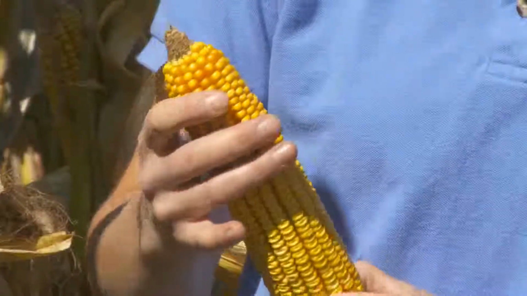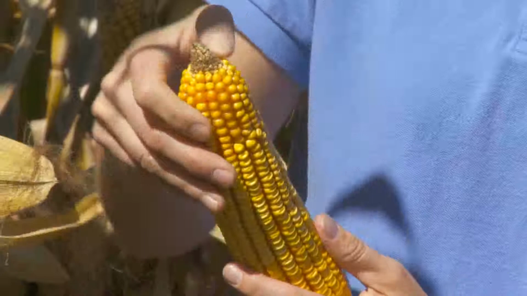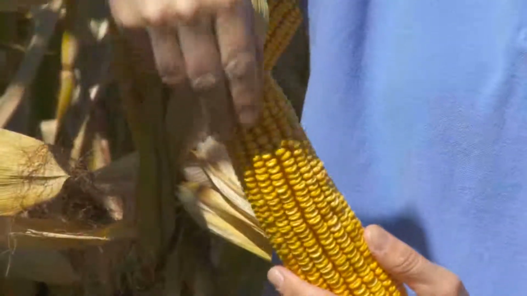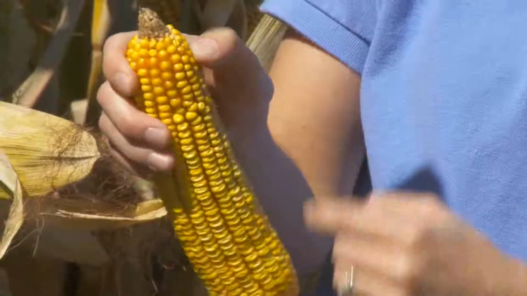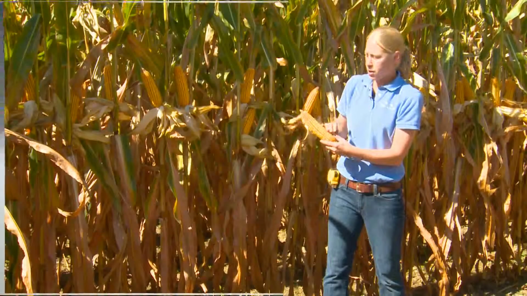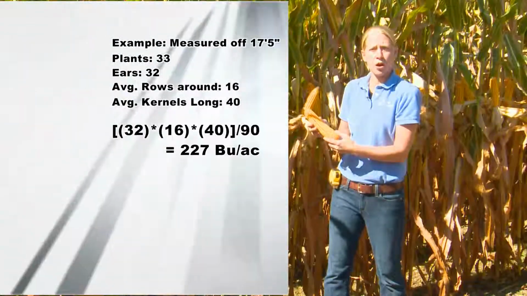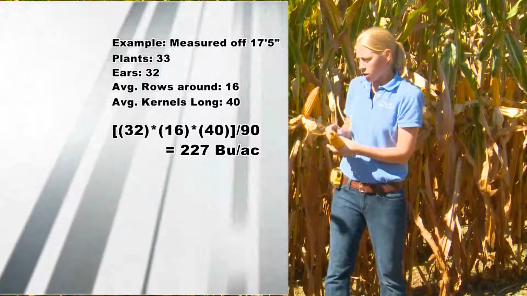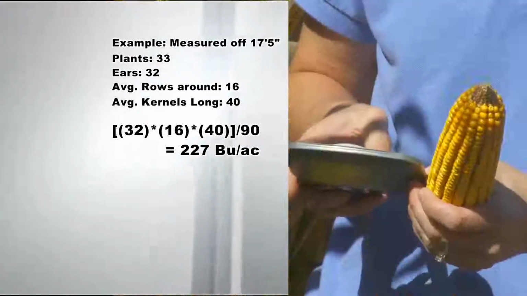When we get up to the top, we're usually going to back off a couple of rows as well. So we're not going to count all the way up because we don't have good complete rows around up there. So we're going to stop in this case about right here, and this is actually 40 long. So we have 16 around by 40 long, and we have the 32 ears out here. So we'd take our calculator and go ahead and multiply those numbers together.